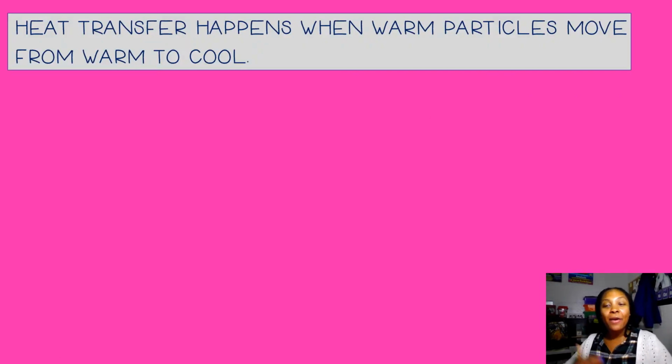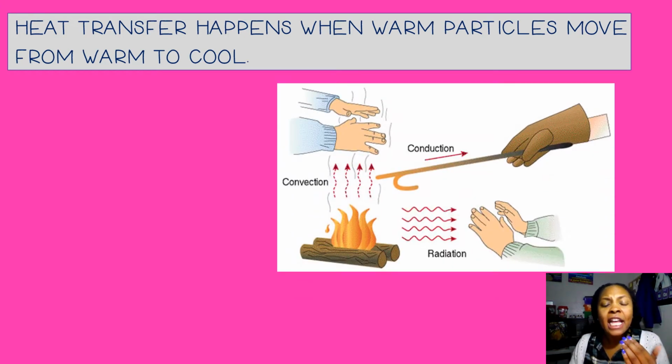Okay, so now that we are back, you've watched the BrainPOP heat transfer video. We're going to talk about how heat transfer happens. It happens when warm particles move from warm to cool. Here is our picture of heat transfer. We see a word that says convection, a word that says conduction, and a word that says radiation, and we see that there are three little scenarios. I just want you to look and see, what do you notice? What is the difference between all of those situations?